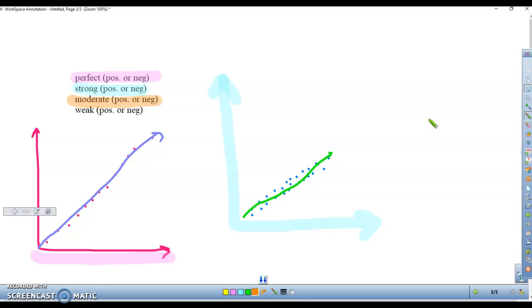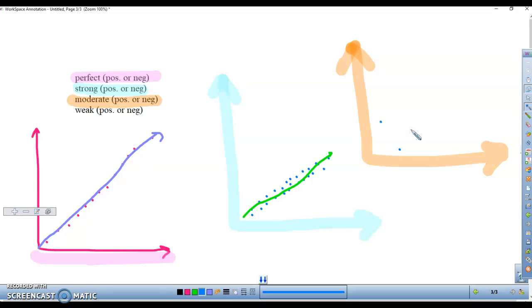When we talk about moderate, we're looking at something that we can tell that there's a little bit of an upward trend, but it's not anywhere as strong that we could draw a definitive line through and get most of the points or all the points. Weak is going to be even less together than this. Okay? I drew all of my correlations as positive correlations. We could also have perfect negative, strong negative, moderate negative, or weak negative.